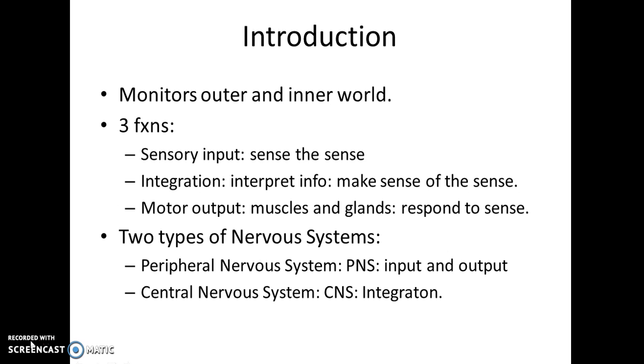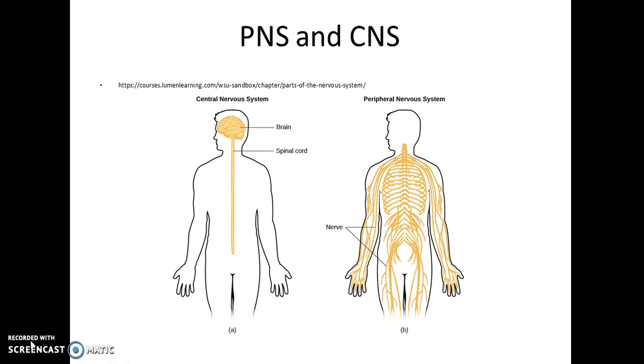There are two types of nervous systems: the peripheral nervous system, which is responsible for your input and output, and the central nervous system, or the CNS, which is geared towards integration, making sense of the sense. And here's a picture of both the central nervous system, which is the brain and spinal cord, and the peripheral nervous system, which is everything else, including your senses.